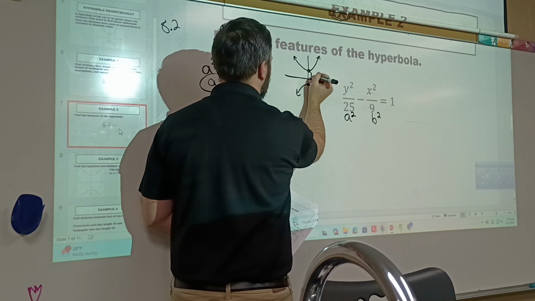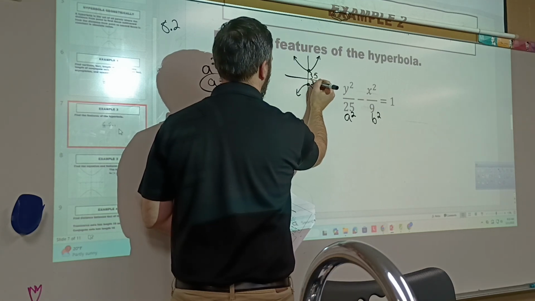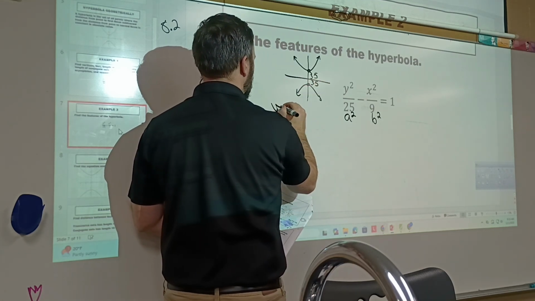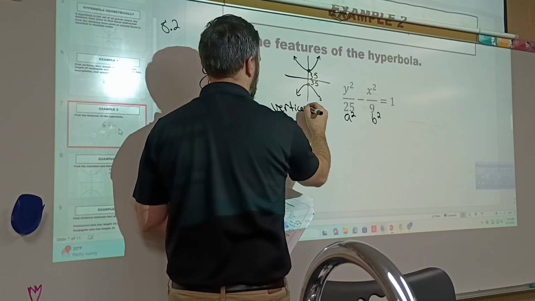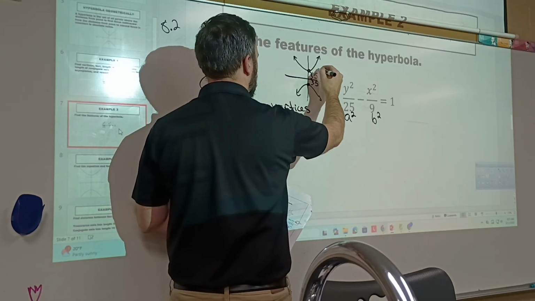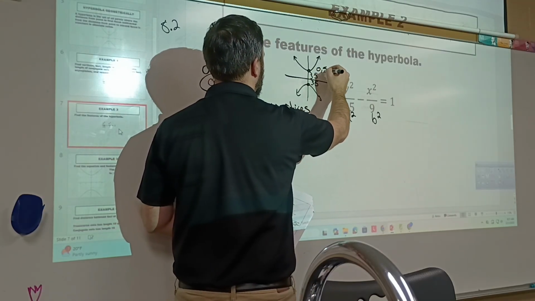All right, so vertices now are going to be on the y-axis because y came first. Up 5 from the origin, down 5. So I get the point (0, 5) and (0, -5).